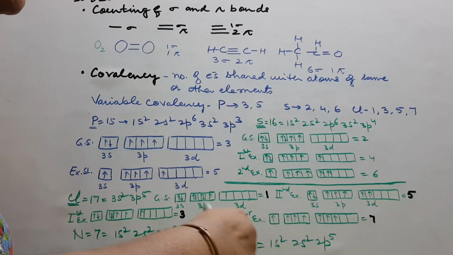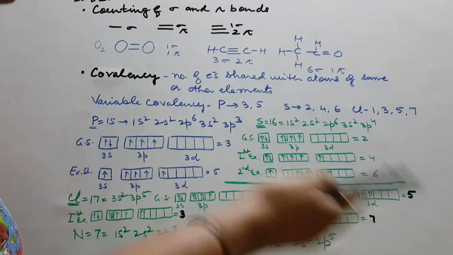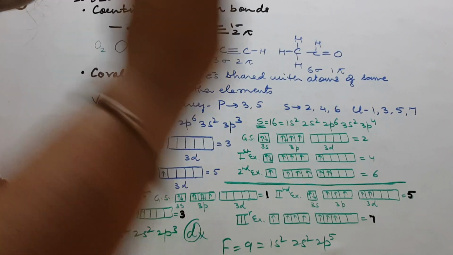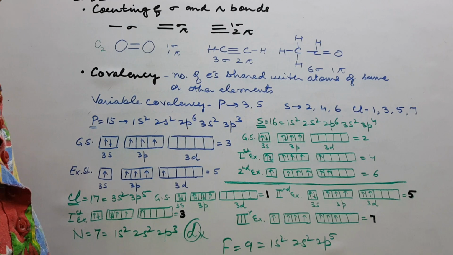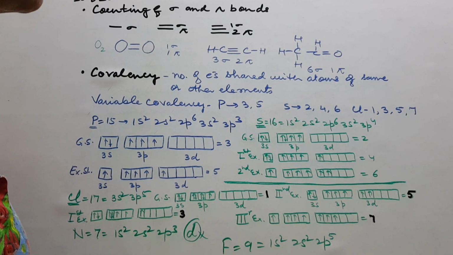You don't have to draw everything. If it is for 2 marks or higher, then only you will draw. Otherwise, just for 1 mark you can write because Cl has got a vacant d orbital.